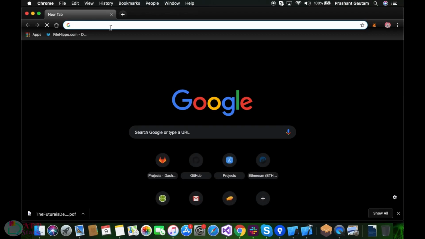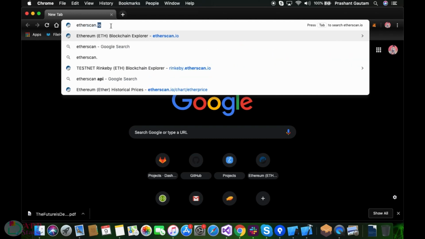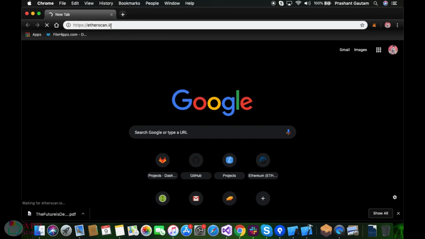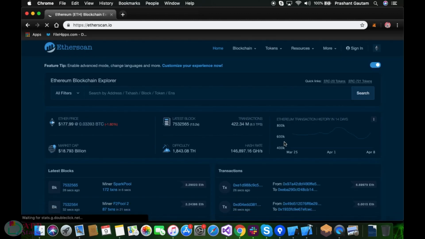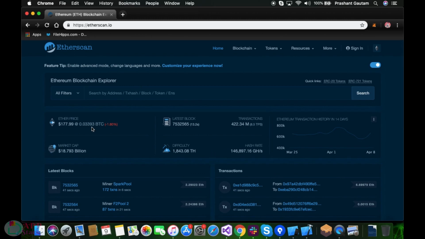Now I am taken to a public ledger, that is etherscan.io. Basically, Etherscan is a public ledger of the cryptocurrency Ether. Now you can see the Ether price that is currently running in the market, and the latest blocks and transactions being held on the ledger.